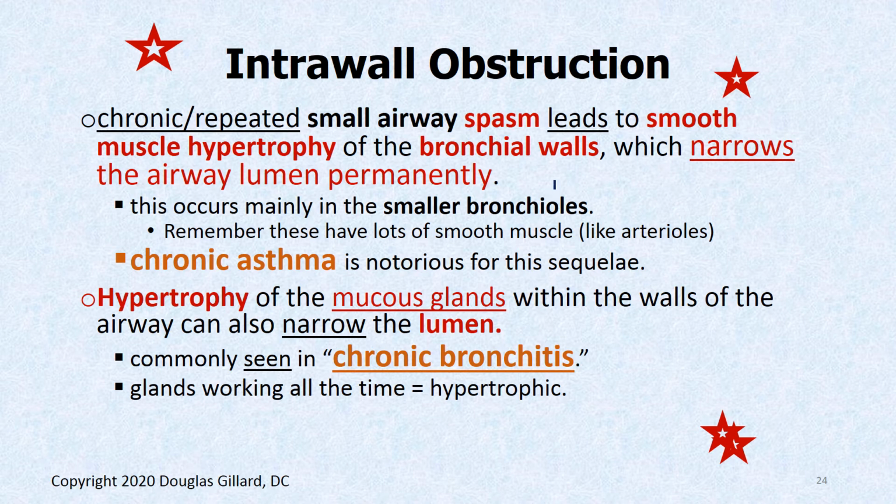so if you get a chronic hypertrophy of the smooth muscle and the mucus glands, it's going to thicken the wall of the tracheobronchial tree, and that'll decrease the diameter. So you have an obstruction that way, right? Can be seen in asthma and chronic bronchitis.